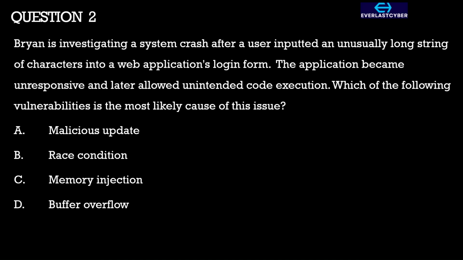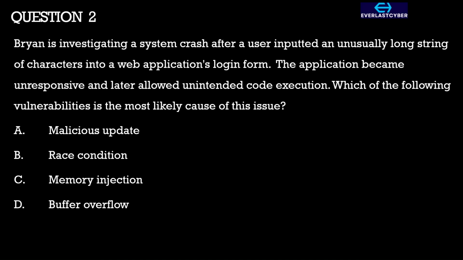Let's look at the options now. For option A, malicious update refers to a software update that contains malicious code, and it is often from a compromised or untrusted source. Based on the question, it is unrelated to user input or string length. Option B, race condition, involves two or more processes or threads accessing shared resources in a way that causes unpredictable behavior. This is more related to a timing issue rather than input size, so that is not our answer.